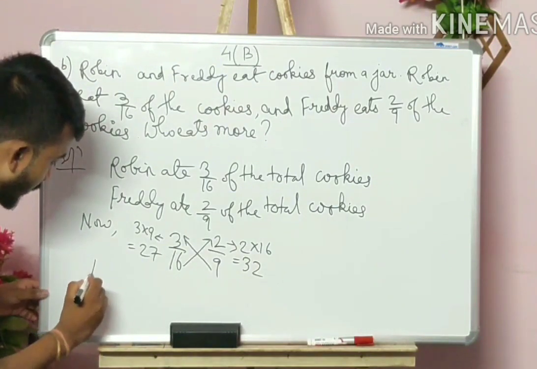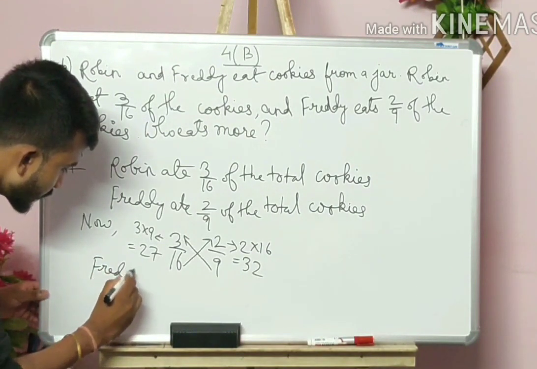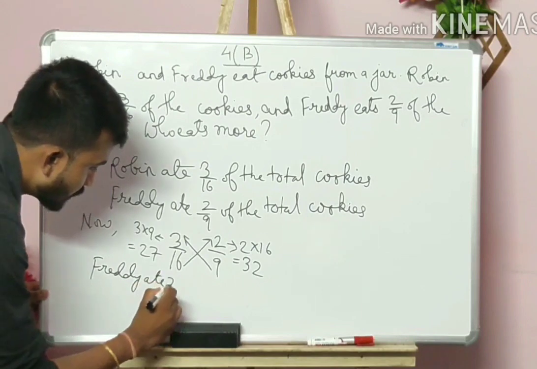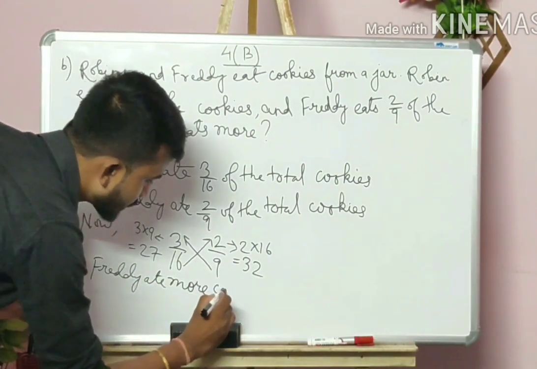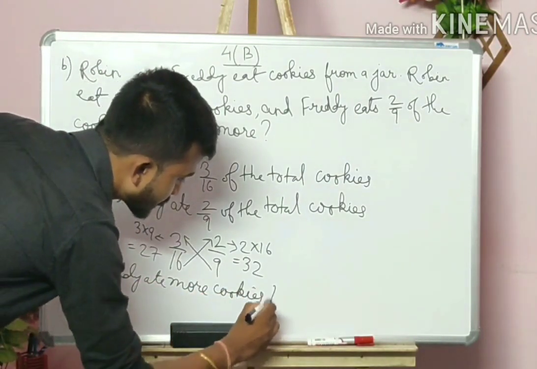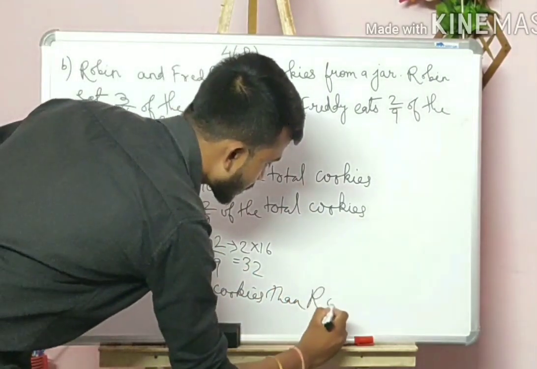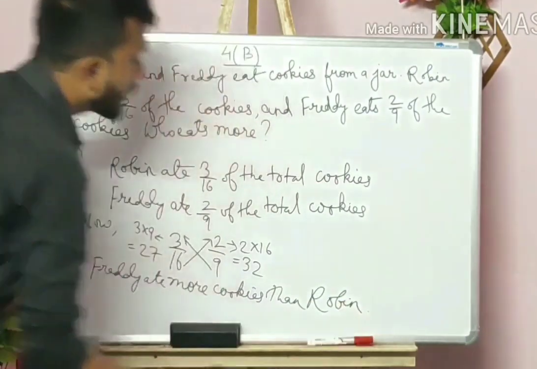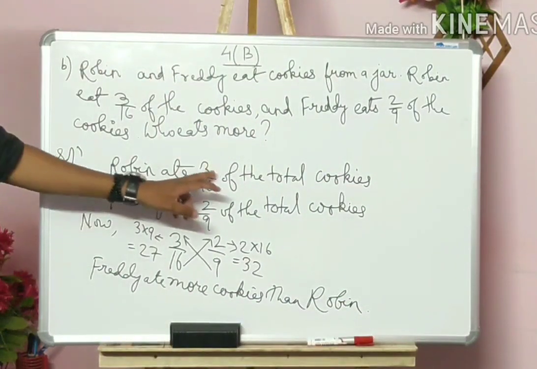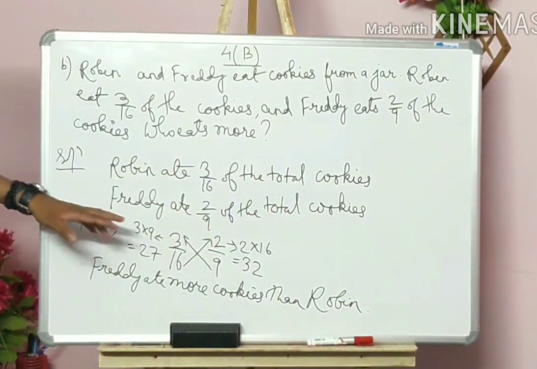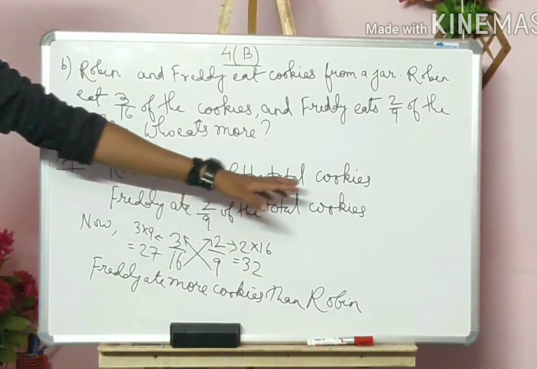You write Freddie ate more cookies than, what was the name of the earlier? Robin. So I am going to repeat this one again. Okay, you see that Robin ate 3 by 16 of the total cookies. Again Freddie ate 2 by 9 of the total cookies.